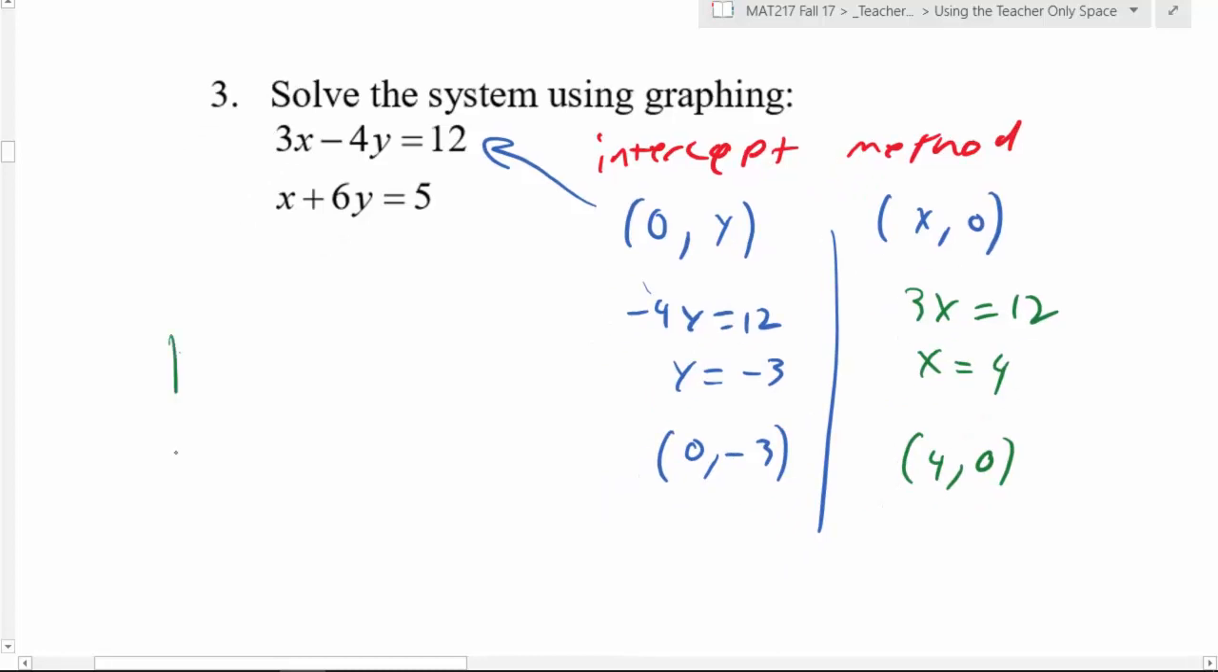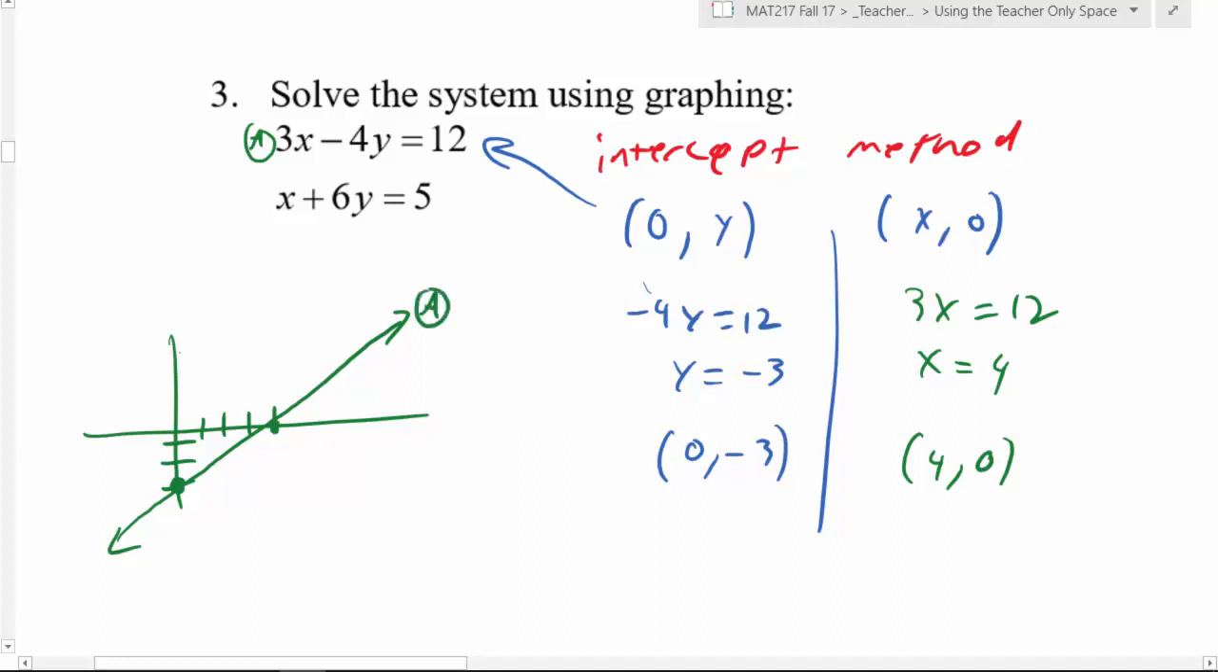Now, how many points do you need to graph a line? Just 2, right? I'll do this one in green. I'll call it letter A. So I have (0, -3) as one of my intercepts, and the other intercept is at (4, 0). When I connect the dots, pardon me, drawing on a computer screen is always a little difficult. Okay, there we go. There's that graph, and I will label it with A.